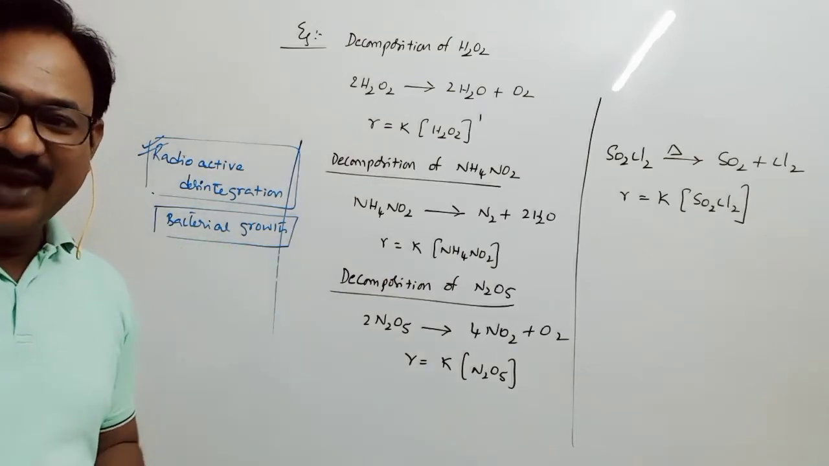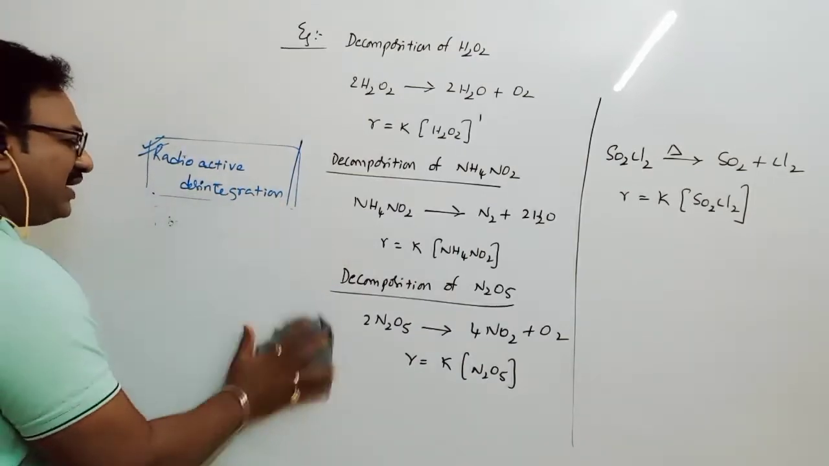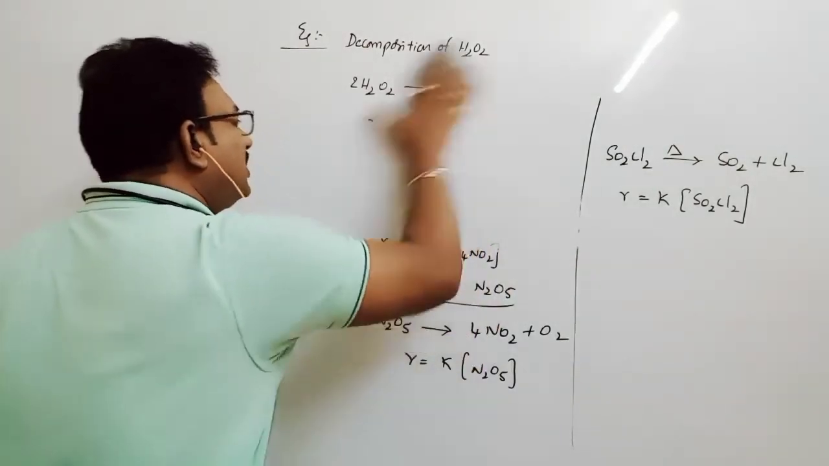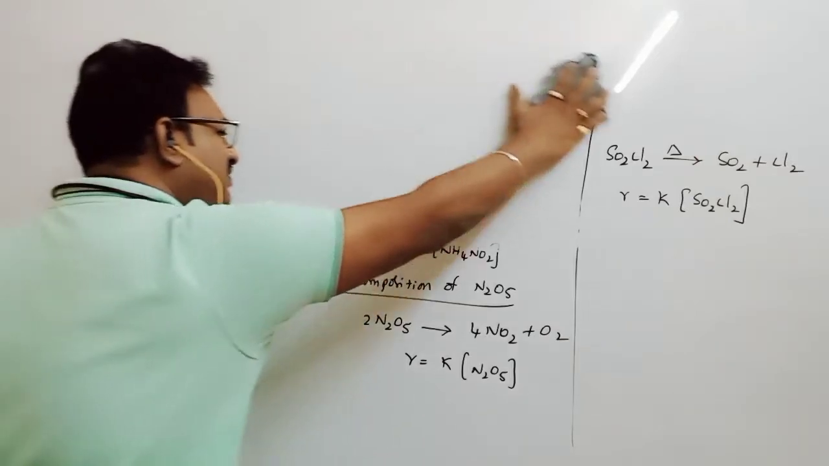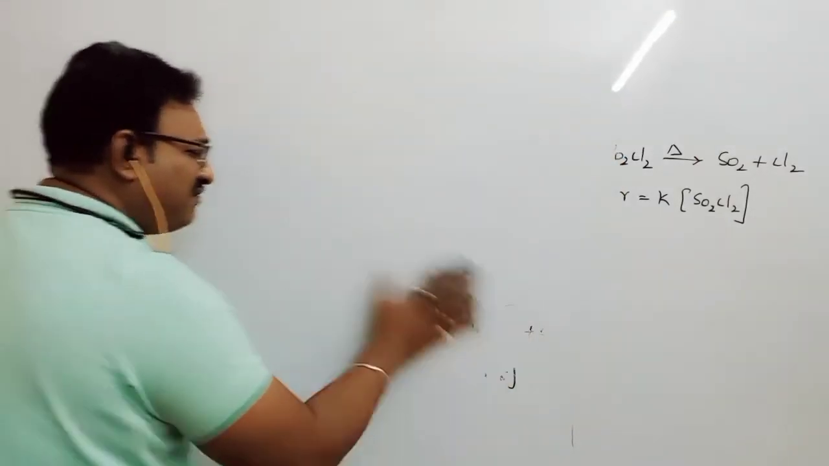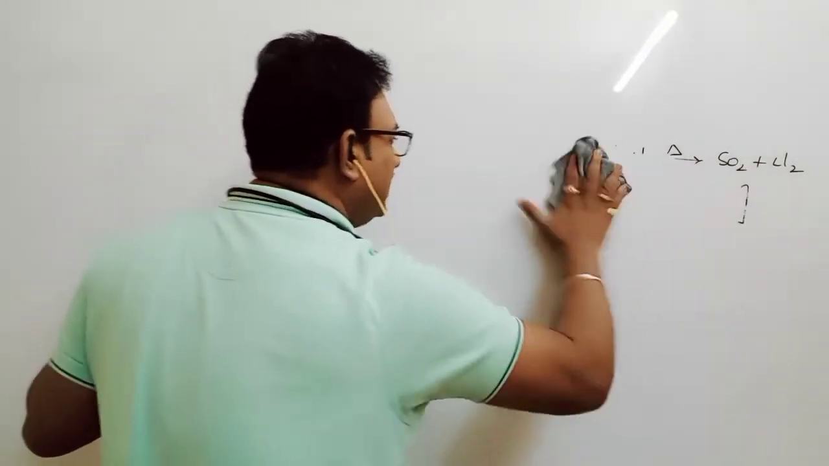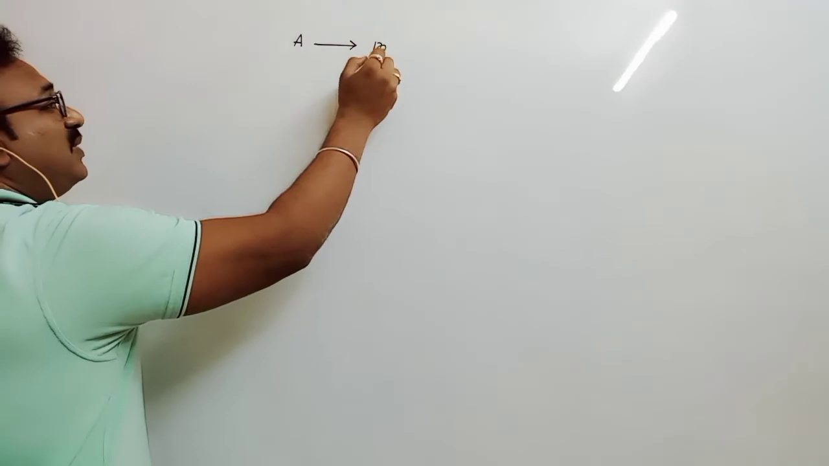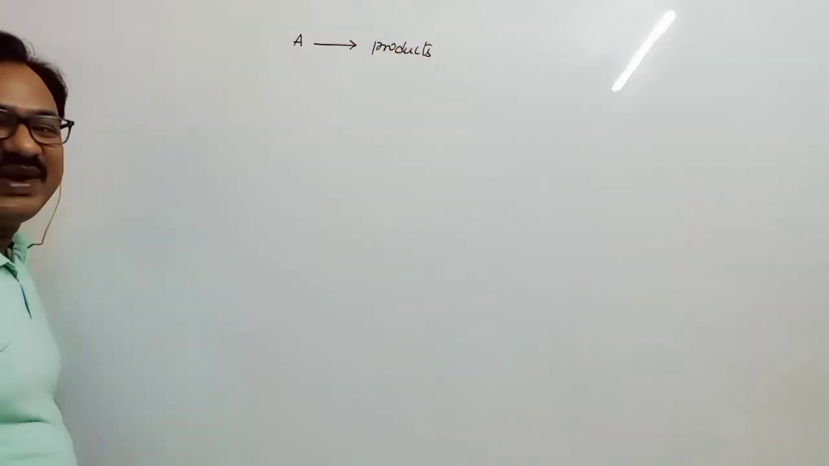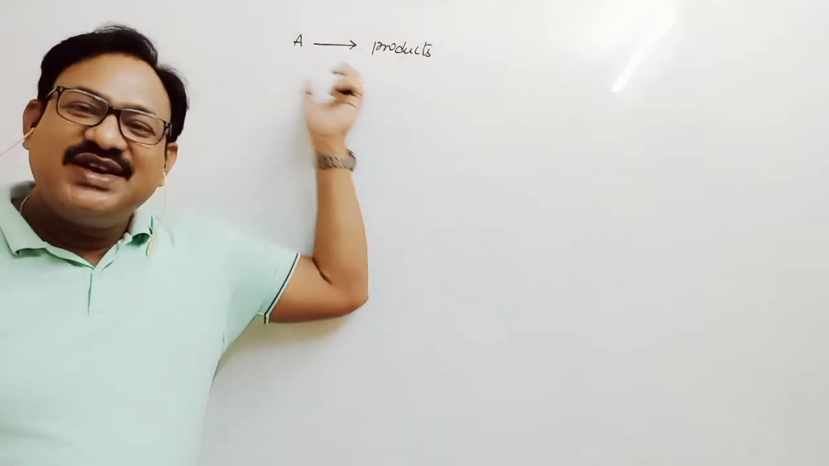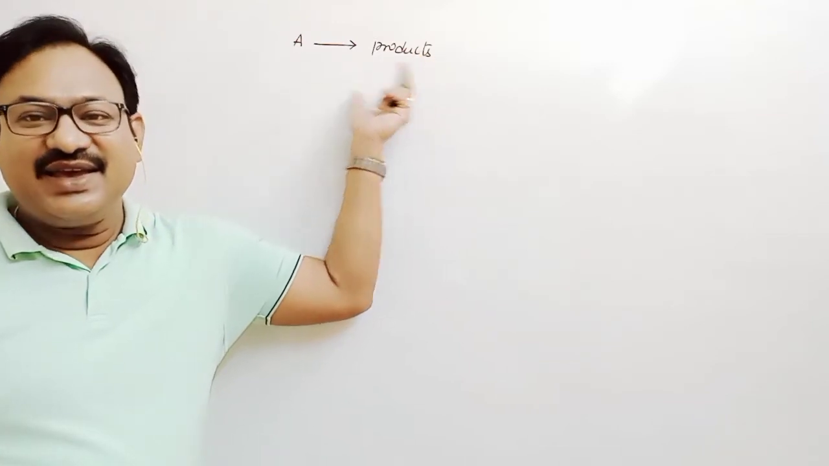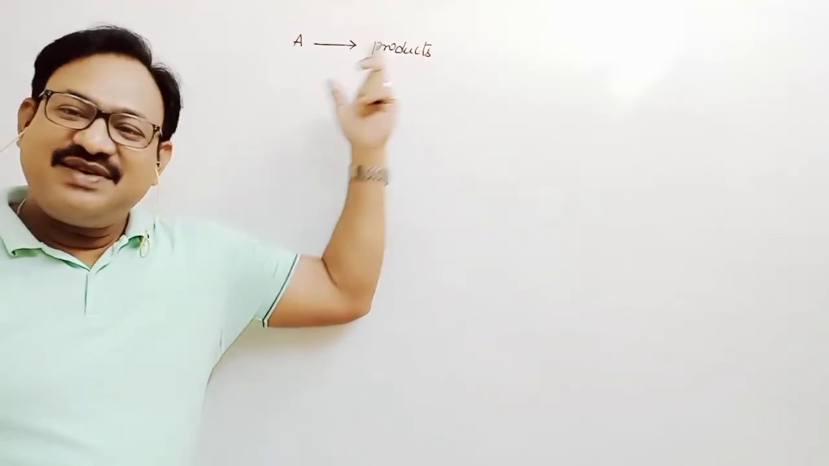I want to explain this bacterial growth. Bacterial growth or bacterial multiplication, you can call it bacterial replication. So the growth of the bacteria, better to say the division of bacteria, also follows first order kinetics. See, we always write the equation like this: A gives rise to product. A is one bacterium which divides into several bacteria, so products means several bacteria.